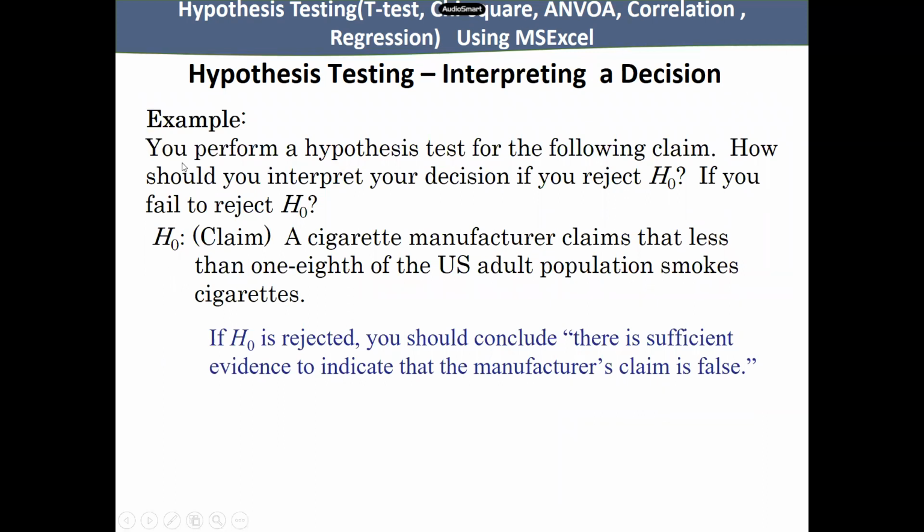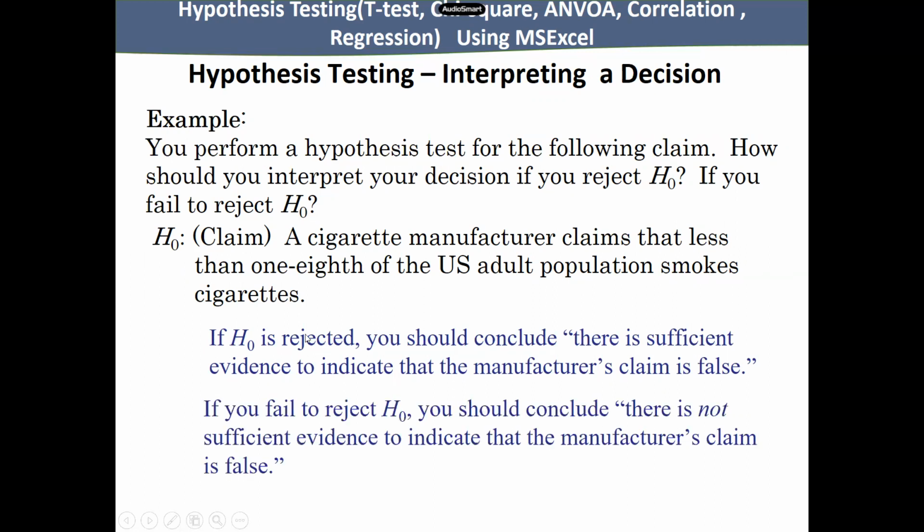So, now watch this. Interpreting the decision. You perform a hypothesis test for the following claim. How should you interpret the decision if you reject H0? Now see how it goes. If you fail to reject H0, then the claim is what? H0. A cigarette manufacturer claims that less than 1/8 of the US adult population smoke cigarettes. So the claim here is H0, and if H0 is rejected, what happened?